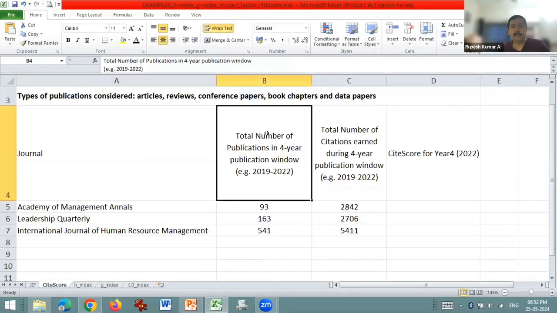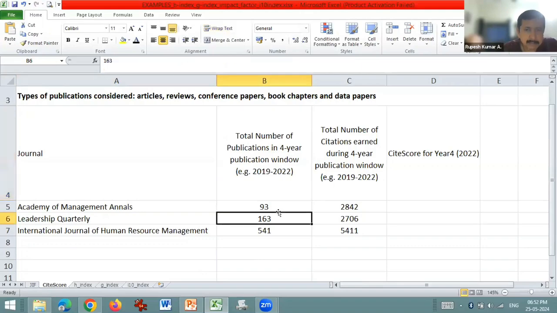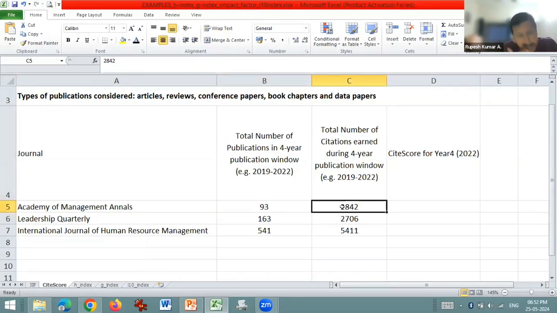The number of publications made by a journal in the 4-year publication window, including the year of calculation. That means 2022, 2021, 2020, and 2019. Total number of publications will be taken. And total number of citations earned by these articles during the same period. Same period means 2022, 2021, 2020, and 2019.